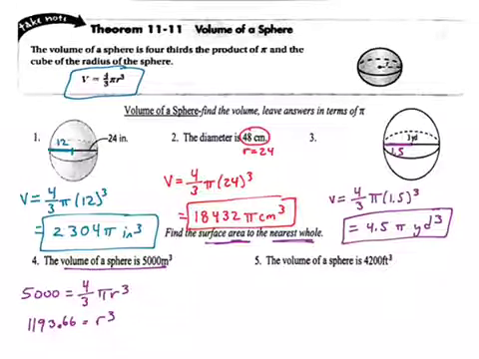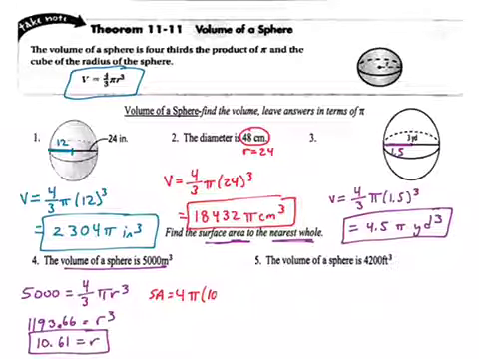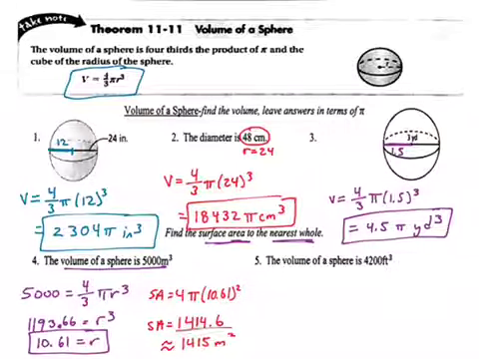At this point, you want to take the cube root of both sides, and you're going to get that the radius in this case is actually equal to 10.61. So that's our radius. Knowing the radius, we can now plug this into the surface area formula, which is 4 times pi times 10.61 squared. So in this case, the surface area is equal to 1,414.6, or if we're going to round to the nearest whole number, 1,415 meters squared.